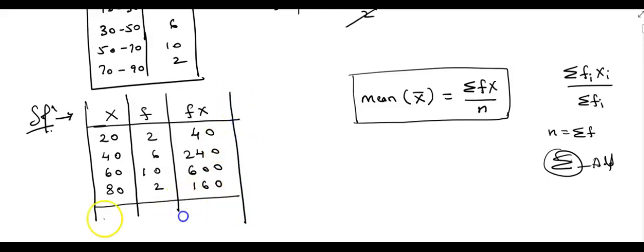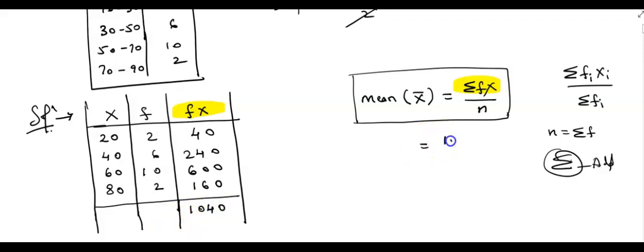Now here what is the problem we have to do? All these fx values you should add. Why? Because we have to find sigma fx, right? If you want sigma fx, you have to add all fx values. Then you get sigma fx. If you add all these values, you get 1040.